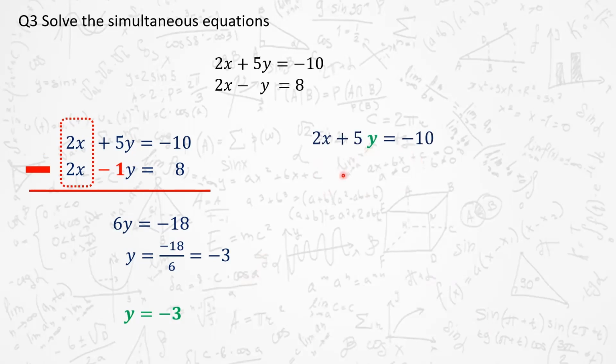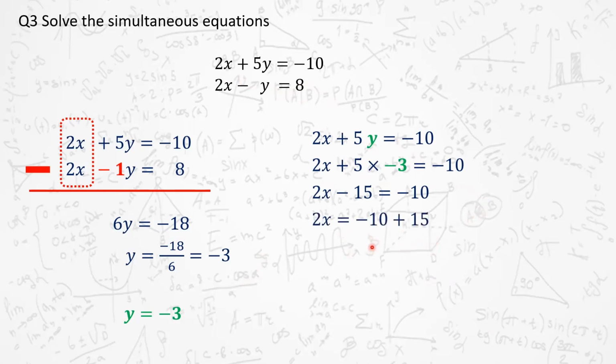Substitute into another equation. Again, I pick the top one. Substituting the value of y, 2x plus 5 times minus 3 equals minus 10. 2x minus 15 equals minus 10. Plus 15 both sides. 2x equals minus 10 plus 15, which is 5. So x equals 5 over 2, or you can write it as 2.5. That's my final answer. x equals 5 over 2 and y equals minus 3.